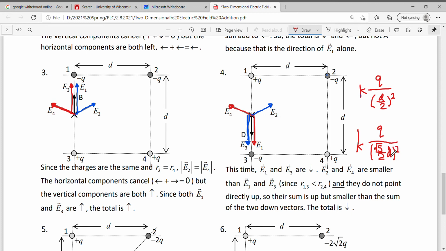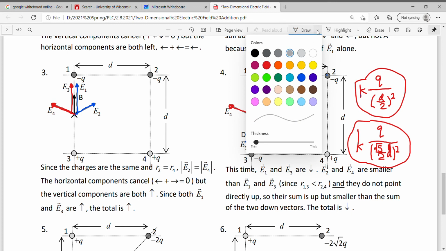Okay, so it's root 5 over 2 d squared, and you can see that this number should be smaller than this number, right? Because the denominator is larger than the entire number itself, it will be smaller. So this e2 has a smaller magnitude than e1 and e3, but e2 has the same magnitude as e4.